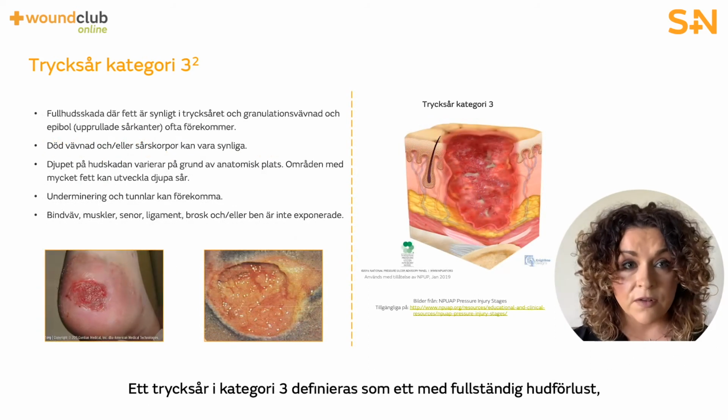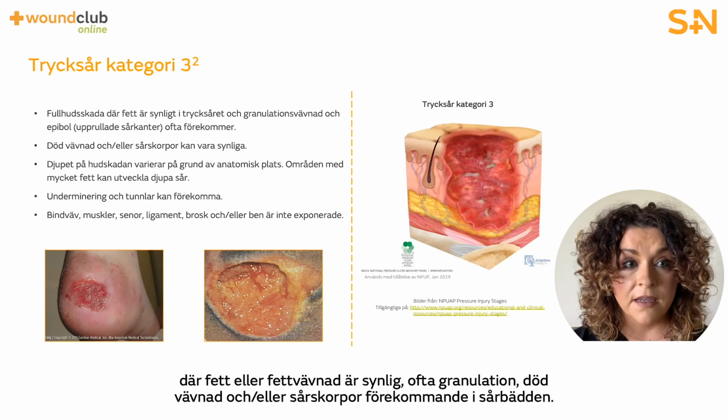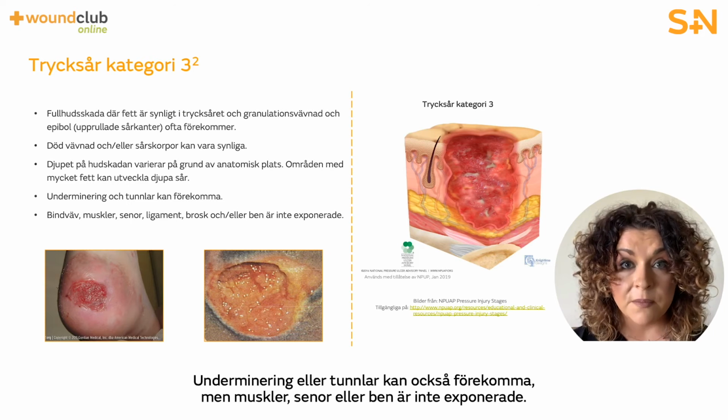Category 3 pressure ulcers are defined as those with full thickness loss of skin. Adipose or fatty tissue is visible, often with the presence of granulation, slough and or eschar in the wound bed. There may be the presence of undermining or tunnelling, however, muscle, tendon or bone is not exposed.